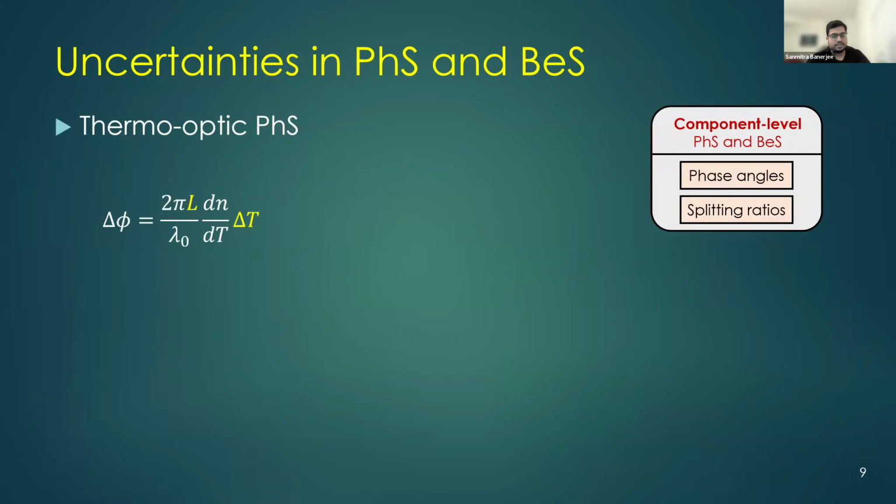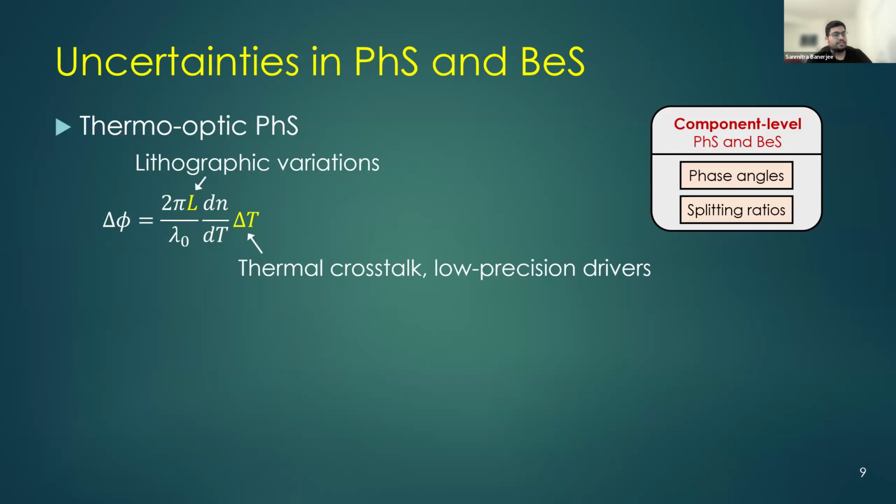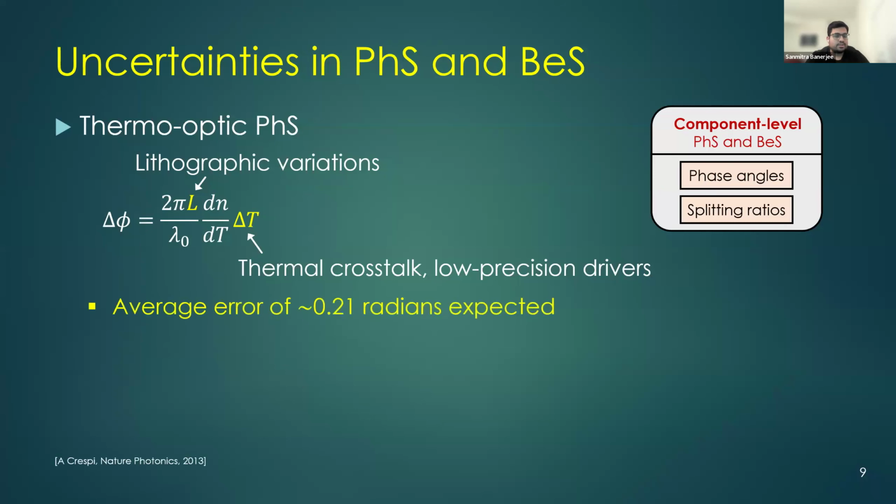So if we start at the first level, which is the component level, of course we are considering thermo-optic phase shifters. So lithographic variations in the phase shifter length, or changes in the temperature due to thermal crosstalk or due to low precision drivers can lead to variations in the phi, which is the phase angle. So prior work has shown that even in mature fabrication processes, on average 0.21 radians of error in phase angles is expected. Of course, this can be much higher for immature fabrication processes.